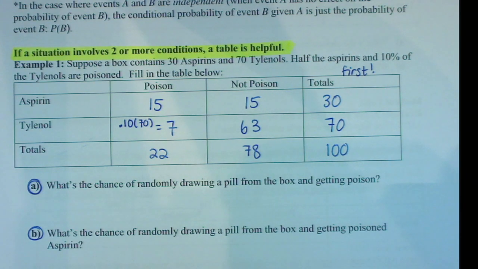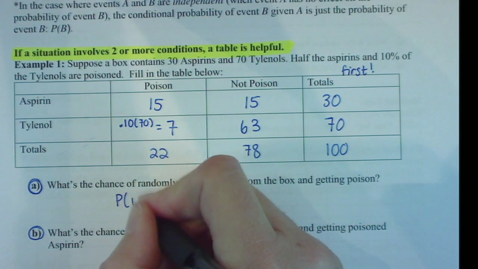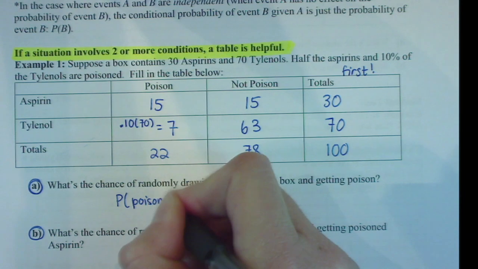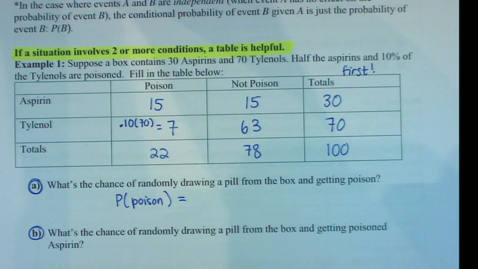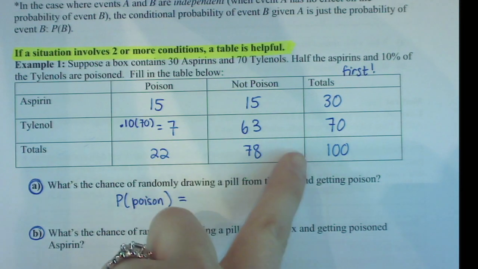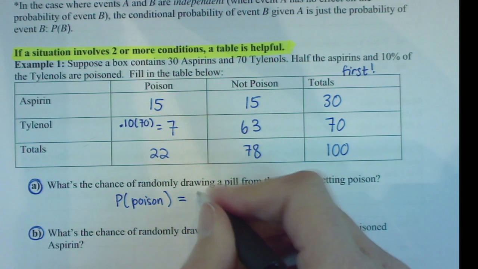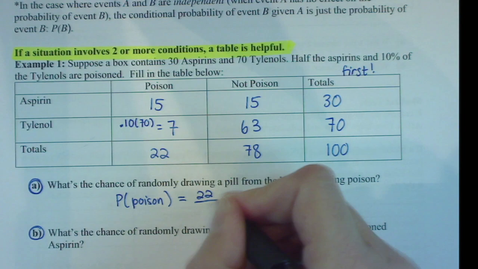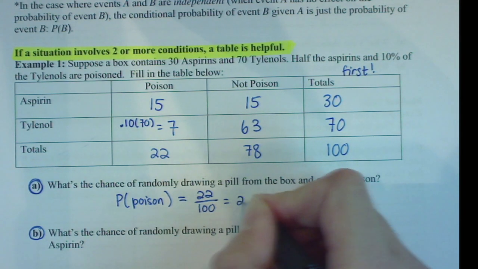But A says, what's the chance of drawing a pill and getting a poison? Okay, so what's the probability of getting a poison is all that means. That's how I'd write it in probability notation. And I don't actually care if it's aspirin or Tylenol. I just want to know what's the probability it's poison, and there's 22 poison out of 100 pills. So this is just 22 out of 100, which is 22%.